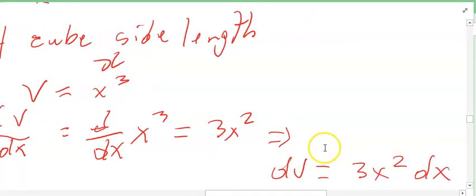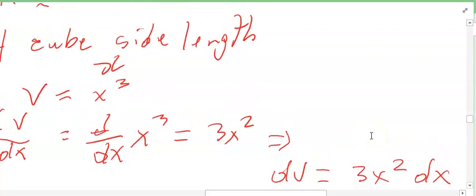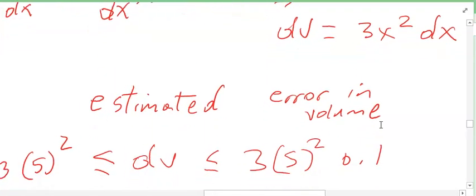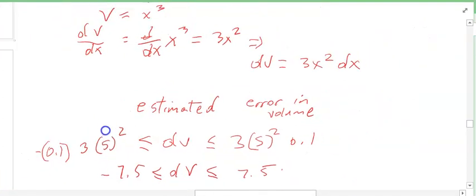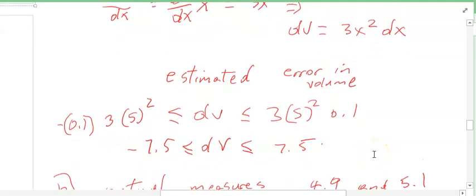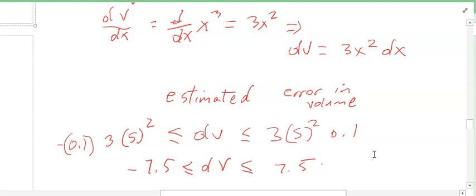Okay, 3x squared dx. And then to put in terms of the actual numbers that we have for our problem, we're given that our side length was 5 and that our dx was plus or minus 0.1. So let's see what our estimated error in the volume is. We're going to plug in the 5 for x and the 0.1 for the dx. So then our estimated error in the volume would be from negative 0.1 times 3 times 5 squared, that gives you negative 7.5, to 0.1 times 3 times 5 squared, so that would be 7.5. So negative 7.5 is less than or equal to dV, which is less than or equal to 7.5. So that is the estimated error in the volume.